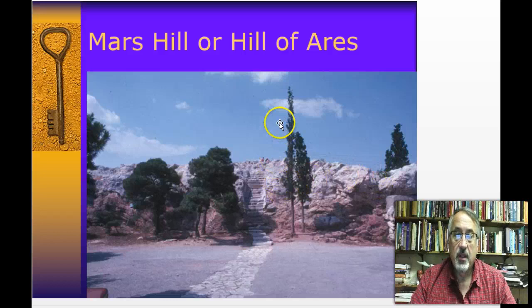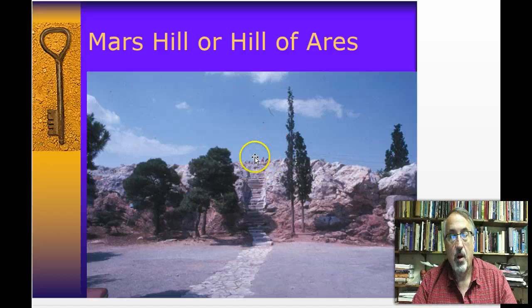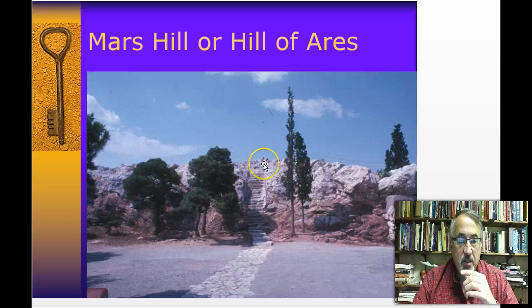So you can still climb up there. They now have a staircase over here, because this is very slippery. You have to be very careful if you go up this way. They built a modern staircase over here to help you get up there now. And from there, you do have a commanding view of both the Acropolis and the marketplace. Now, whether Paul actually spoke up here or not is debated, but this was the ancient place of the Areopagus, meeting place of the Areopagus.